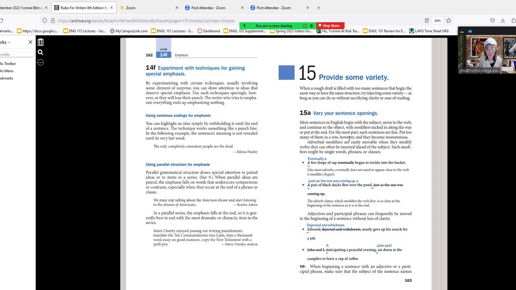Most sentences in English begin with a subject, move to the verb, and continue to the object, with modifiers tucked in along the way or put in at the end. For the most part, such sentences are fine. But put too many of them in a row, in other words, too many simple sentences in a row or too many compound sentences in a row, and it becomes monotonous. And so the very last step in writing your paper is sentence variety.